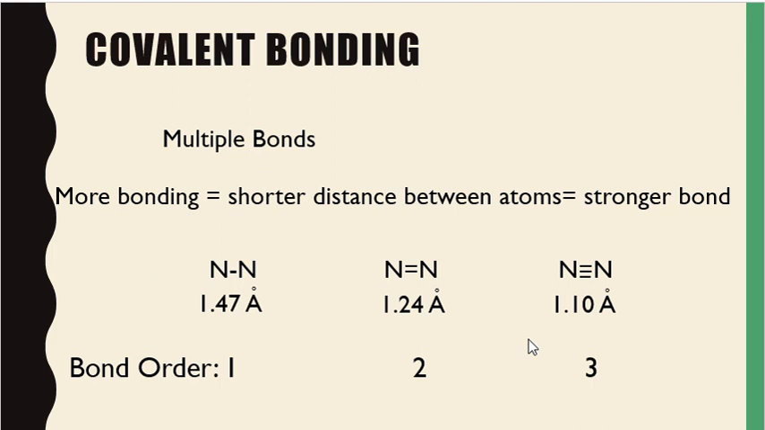Alright, so multiple bonds. Now, when we have more bonding going on, we have a shorter distance between the atoms and we consider it a stronger bond. It's like we're holding on tighter.